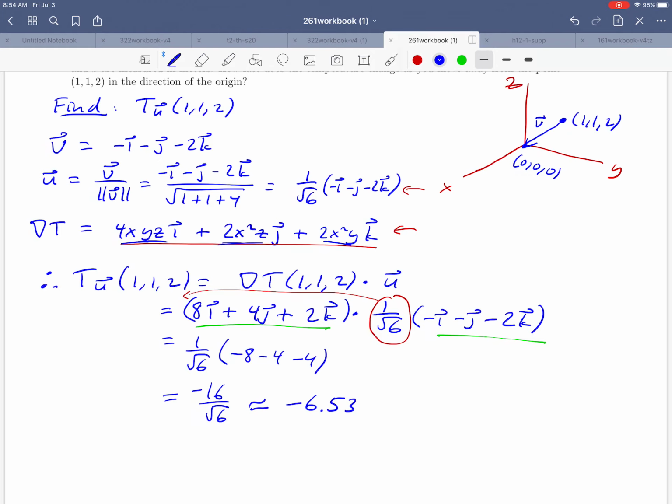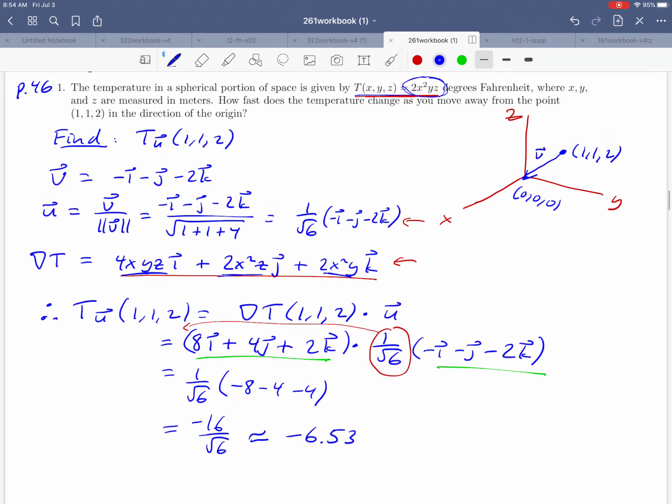There's our rate of change, and the only thing left is the units. What are we measuring the rate of change of? In this case it's temperature. So our unit should be degrees Fahrenheit per unit distance, and that's measured in meters. And there's our answer.